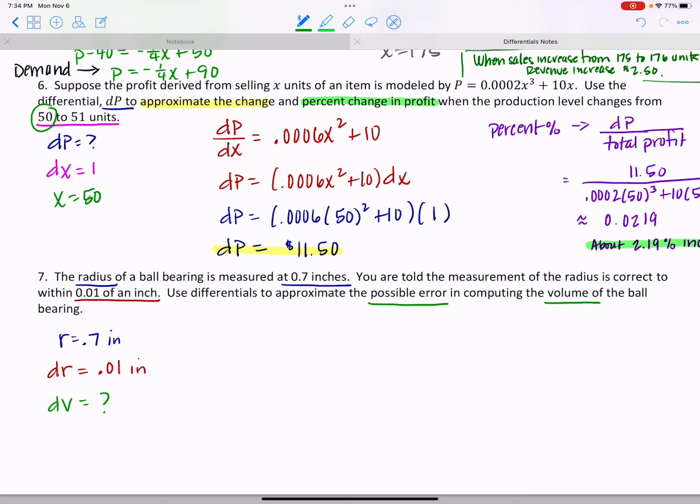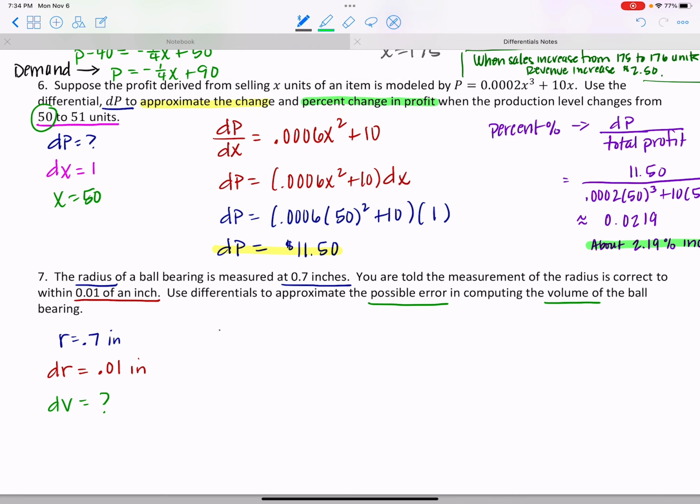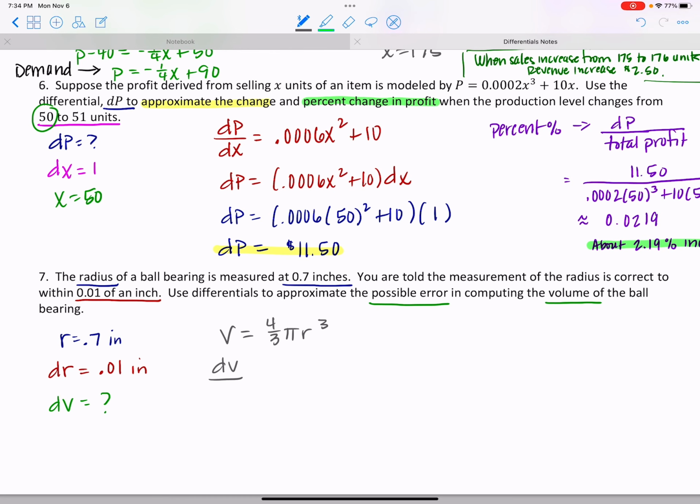So we want to find the differential in the volume, the possible error or change in the volume. So our volume formula for, in this case, a ball bearing, which would be a sphere, is 4/3 times pi times radius cubed. So let's take the derivative of that volume with respect to the radius, because that's what we have the change in, that's what we're given.